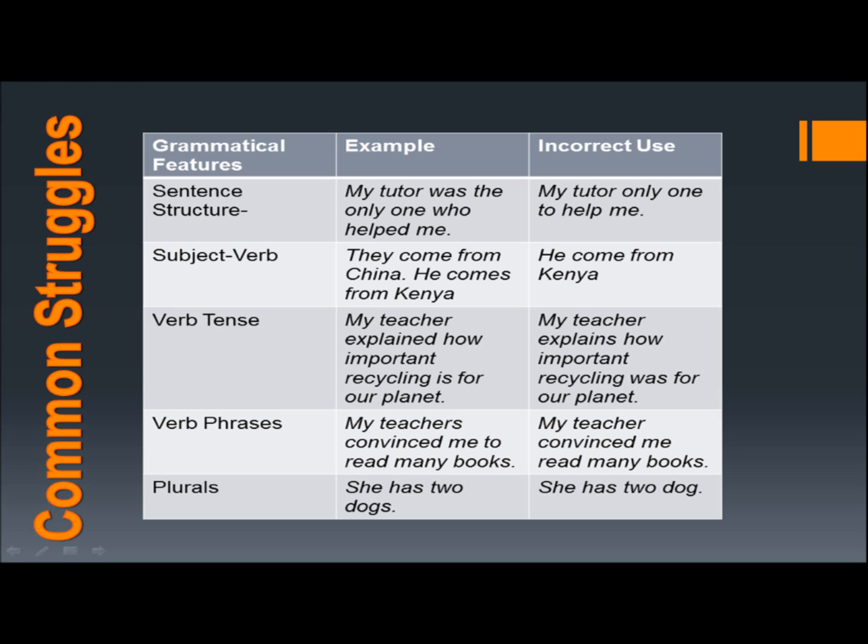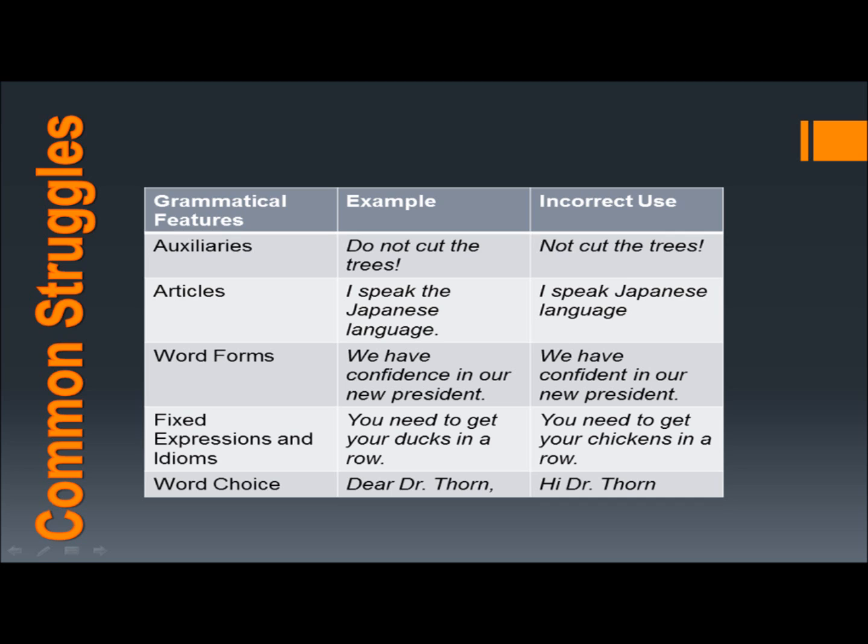There are 10 grammatical features that ELLs often struggle with. As you can see in the chart, we've provided the grammatical features, an example written correctly, and an example of incorrect use. One example might be verb tense. The example provided is, "My teacher explained how important recycling is for our planet." The incorrect use here would be, "My teacher explains how important recycling was for our planet."